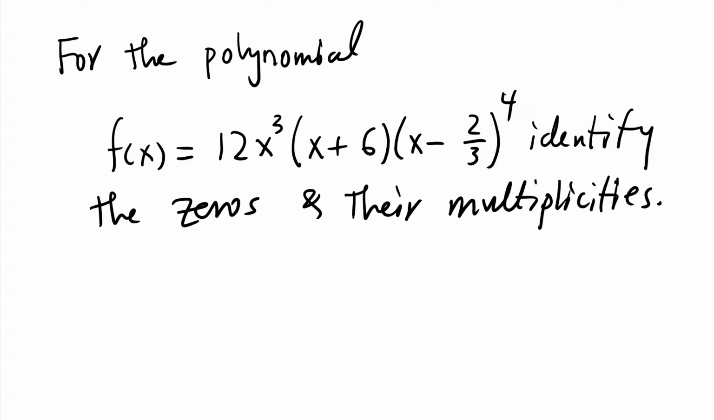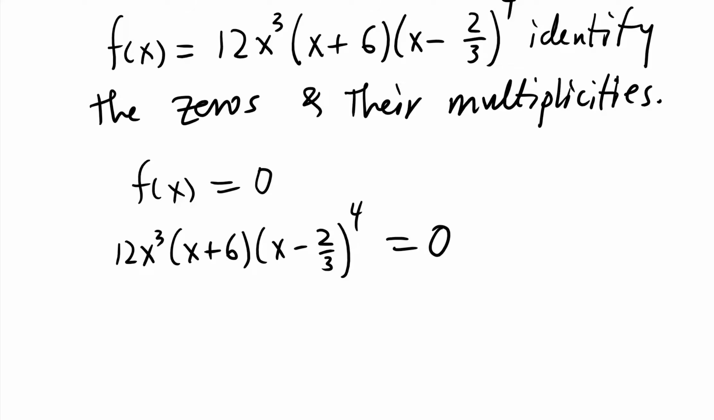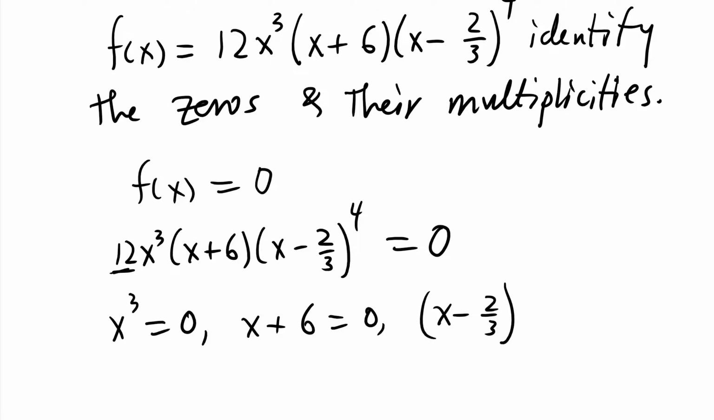So to find the zeros, all we have to do is set f of x equals 0. So 12x cubed times x plus 6 times x minus 2/3 to the fourth power equals 0. Of course, 12 cannot equal 0, but you can have x to the third equal 0, or x plus 6 equal 0, or x minus 2/3 all to the fourth power equals 0.